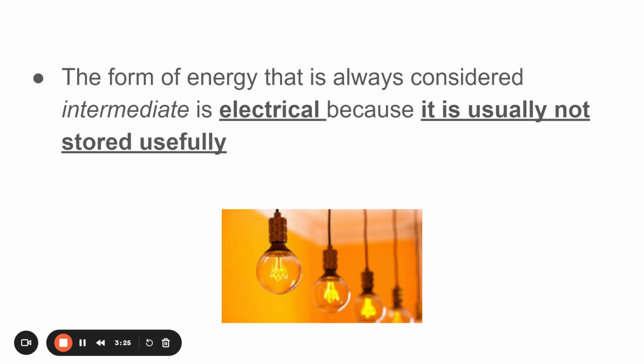So we call it the beginning because without the sun, without those nuclear reactions, there would be nothing on Earth for us. And then the form of energy that is always considered intermediate, intermediate meaning the middle, is electrical energy because it doesn't store very easily or usefully. What this means is it often gets converted to other things very quickly. So electrical energy is always finding an end result in light energy or in heat energy. I can't just leave things as electrical energy for extended periods of time, usually.